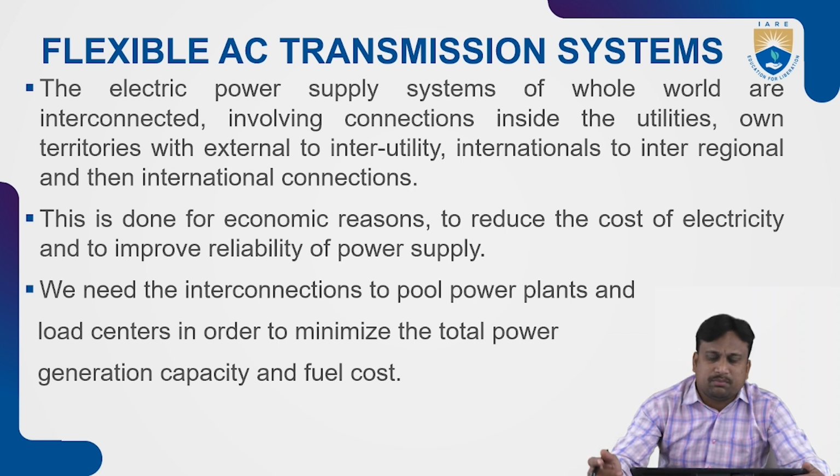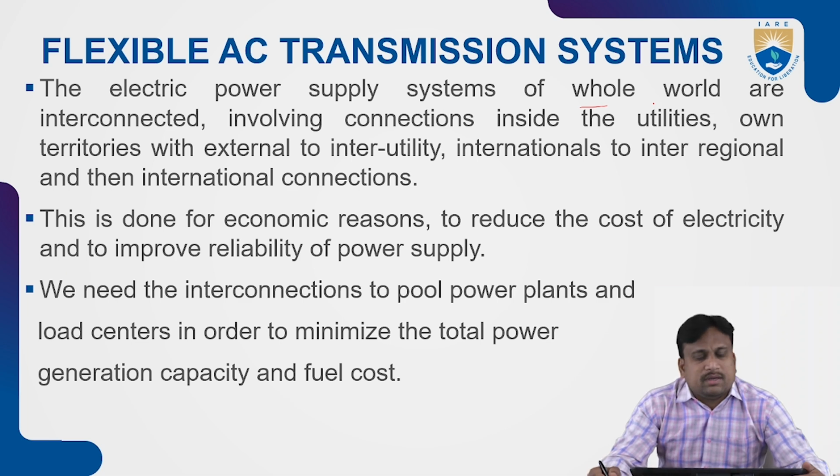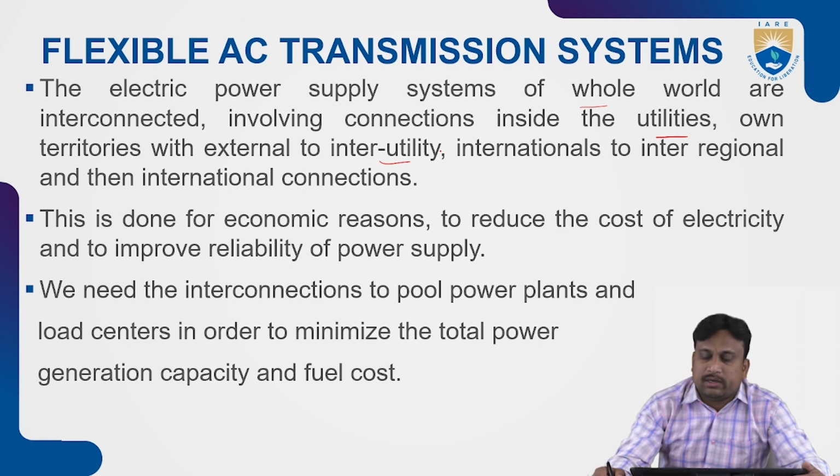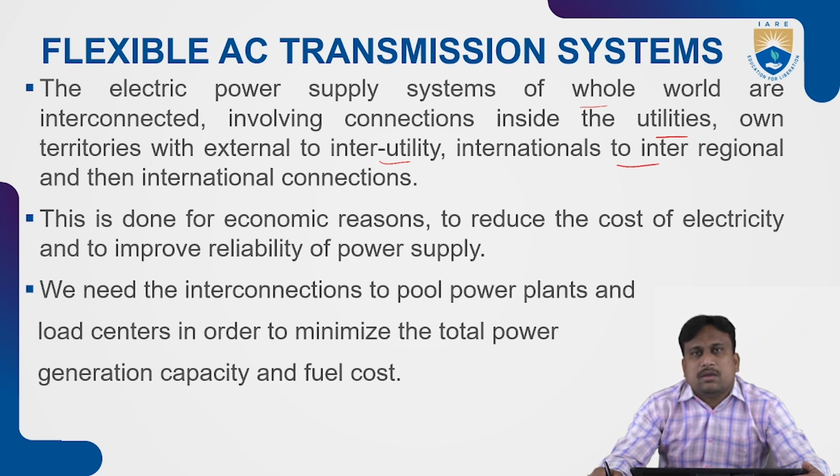Here, electric power supply systems of the entire universe are supposed to be interconnected, involving connections inside the utility, within their own territories, and external inter-utility, inter-regional and international connections. When systems are involved in more connections, there may be network issues while connecting within the whole network. It may be external or internal cases, and these are time-changing aspects which may vary from time to time.